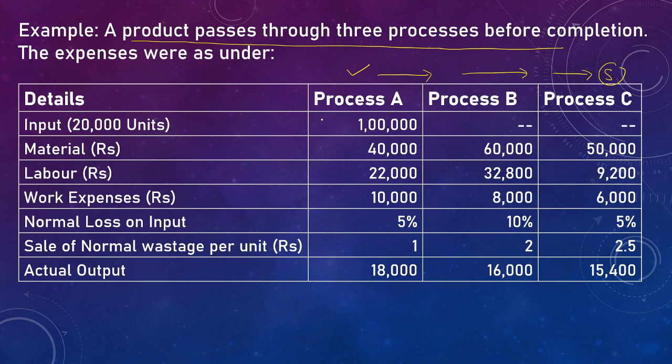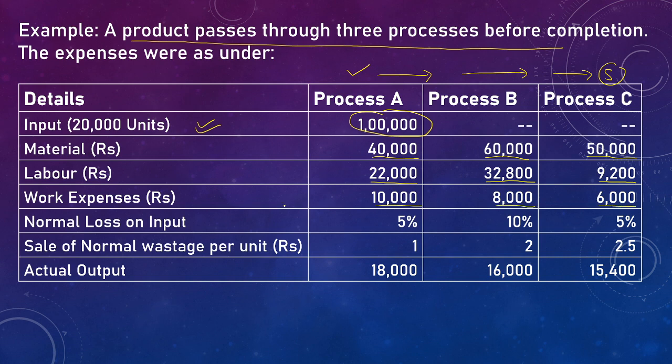In process A, our gross input is 20,000 units costing rupees 1 lakh. The additional expenses in process A, material 40,000. In process B, the secondary material is 60,000 rupees, and in process C, the secondary material is 50,000 rupees. The labor costs incurred in process A, B and C are 22,000, 32,800 and 9,200 respectively. The work expenses incurred in process A, B and C are 10,000 rupees, 8,000 rupees and 6,000 rupees.